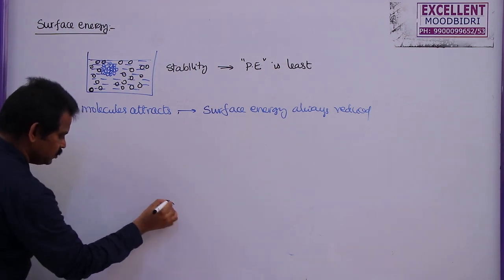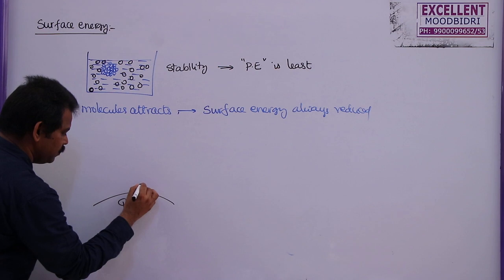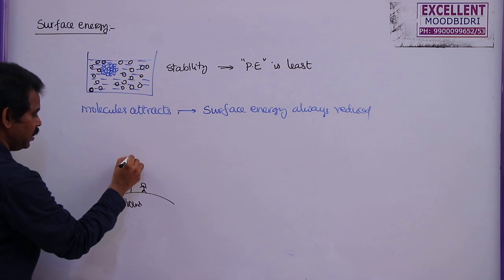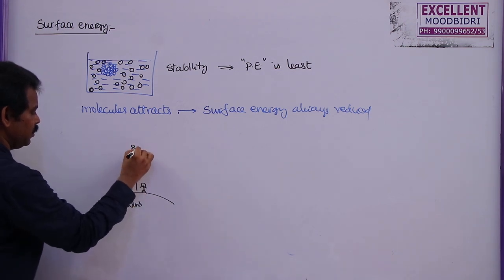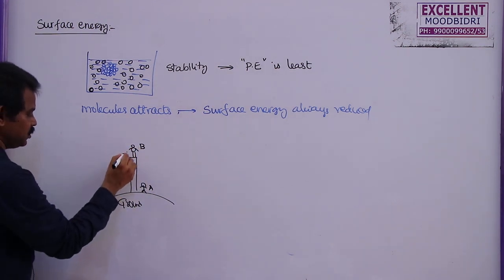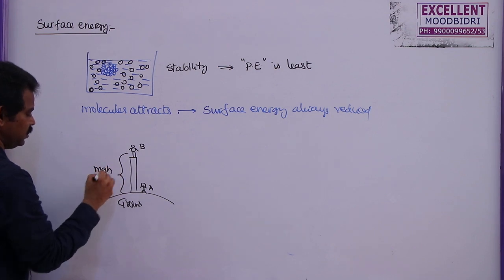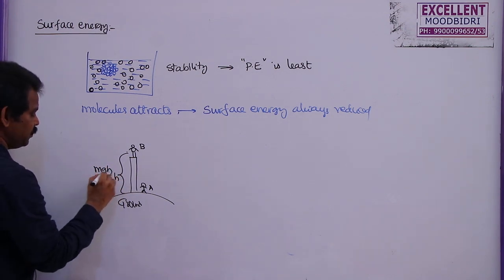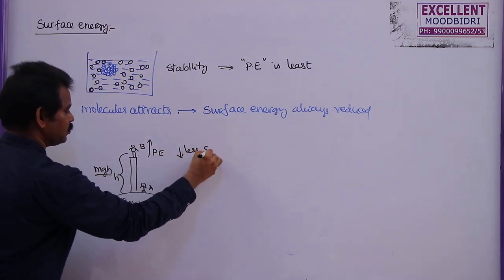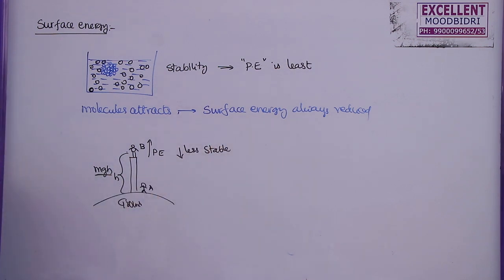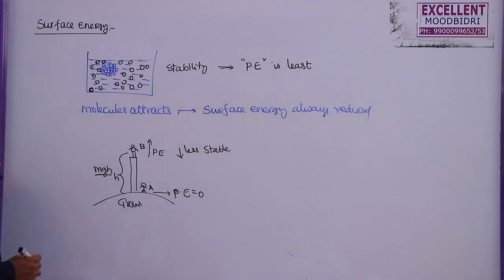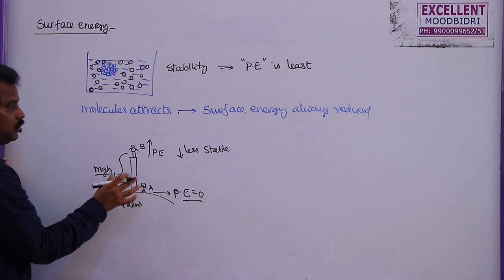Now we know that this is the ground, earth level. If a person stands here, he will be more stable. If the same person stands on a building, when compared to person A, person B has more potential energy. His potential energy is mgh, where h is the height here. So here the potential energy is more. As the potential energy is more, he is less stable. But here the potential energy is 0. So when the potential energy is less, he is said to be more stable.